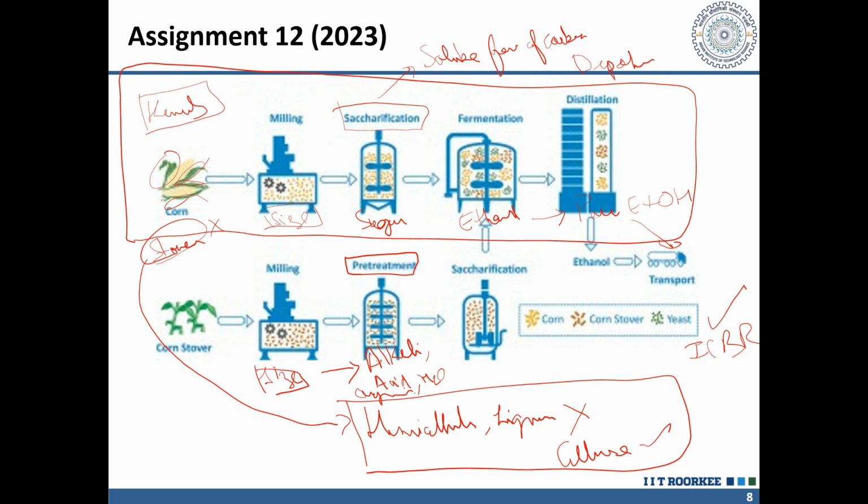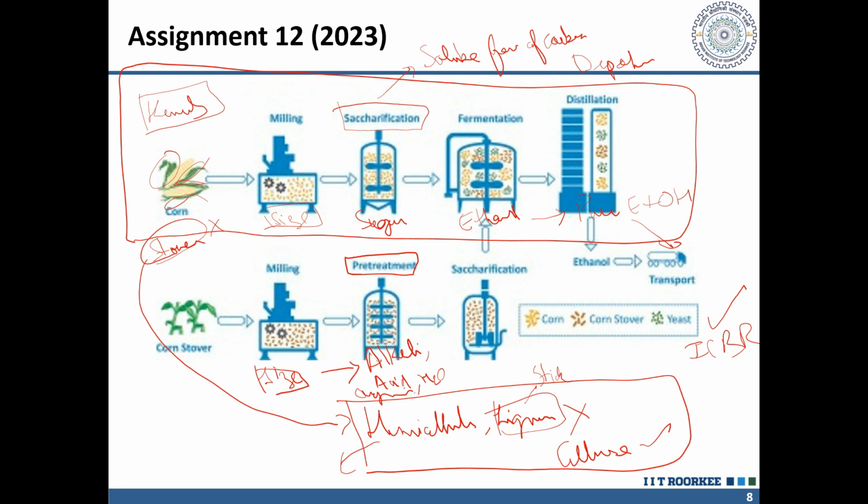I think we have studied this in weeks 3 and 4. So these types of pre-treatment can be applied on the corn stover to remove the hemicellulose and lignin. Lignin is a very sticky material, so it is important to remove it because it will inhibit the saccharification process. So lignin and hemicellulose are removed in this pre-treatment method itself.